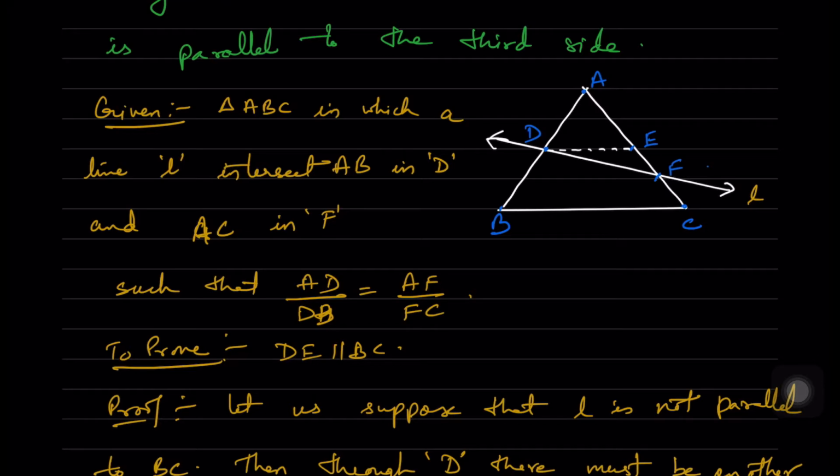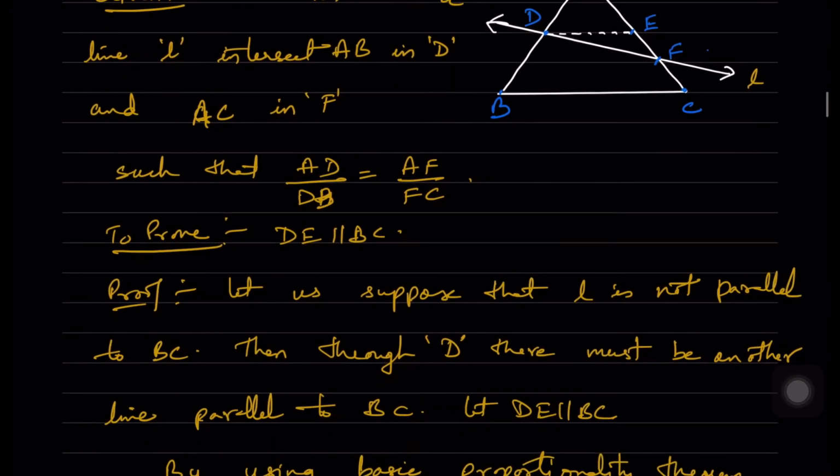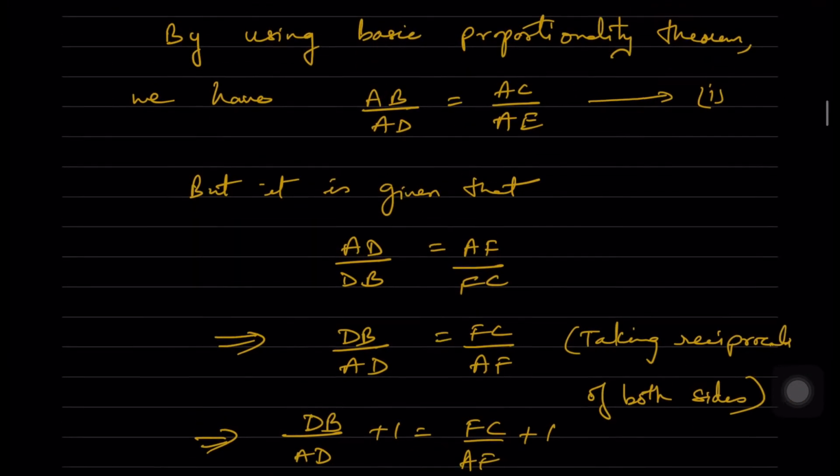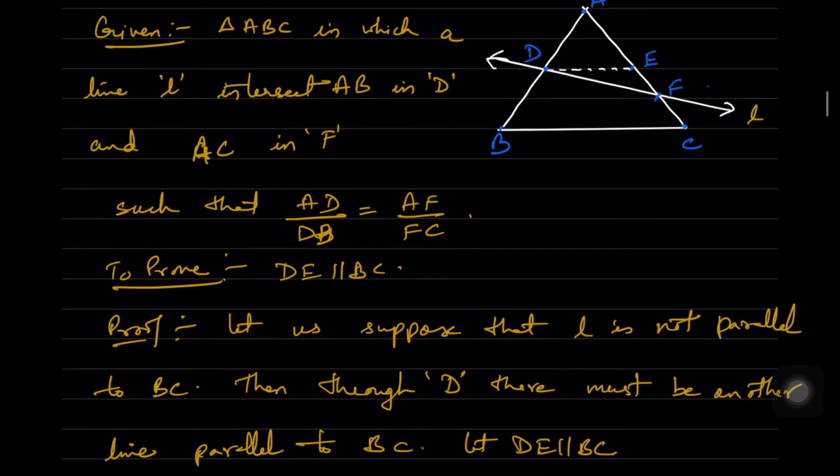So when is this L parallel to BC, we'll see. Let us suppose that L is not parallel to BC. So what we are going to do is draw one more line through D, parallel to BC, and we'll consider that line parallel to BC. So by using basic proportionality theorem, what do we get? AD by DB is equal to AE by EC. But what is given to us from the question? We are given that AD by DB is equal to AF by FC.